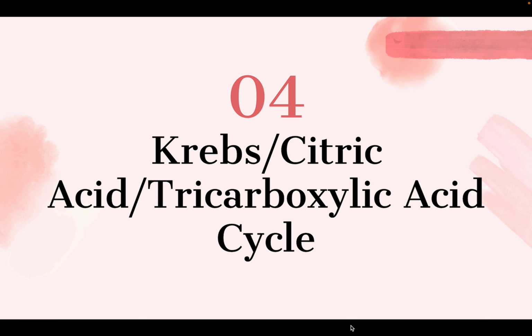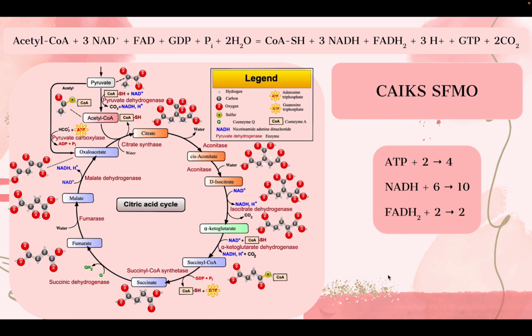Alright, so now the Krebs cycle, also called the citric acid cycle, or the tricarboxylic acid cycle. What we're putting in, if you remember, is that acetyl-CoA here. What happens is that CoA gets taken off, and then citrate synthase makes it into a citrate, and then it goes through all of these steps right here. You can look at it more specifically.